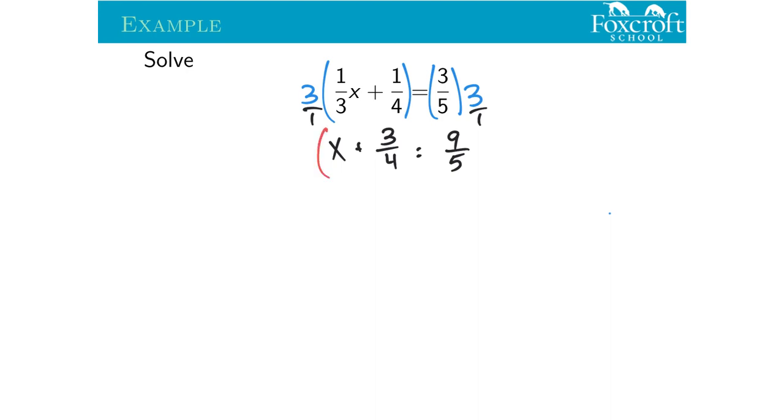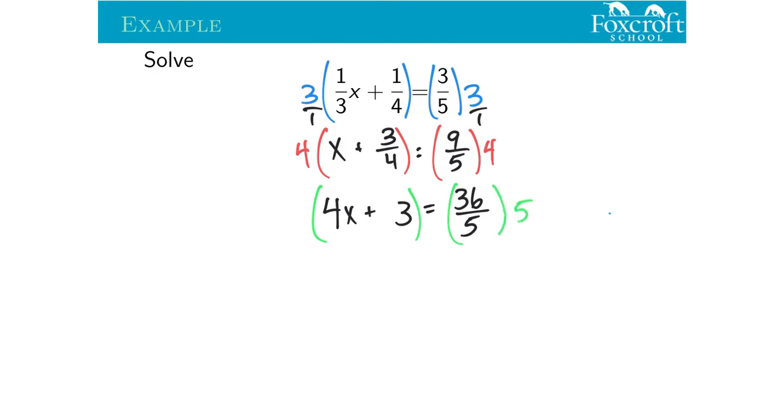Do it again. Multiply everything by 4. 4x plus 3. 9 times 4 is 36. And last step, get rid of that last fraction, multiply everything by 5. 20x plus 15 equals 36. Because those 5's cancel over there. And now, no fractions. Now it's like all the other examples we did, particularly the very first one.